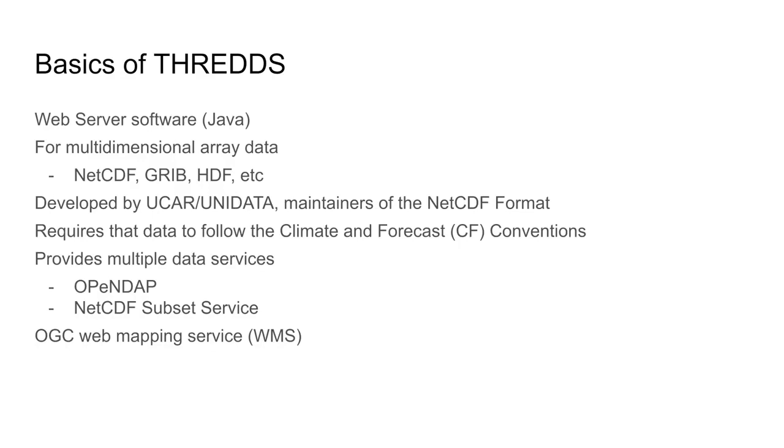It requires that your data follow the climate and forecast conventions. These are organizational conventions, things like naming patterns and metadata requirements. You must follow these for THREDDS to work. It provides multiple data services, such as OpenDAP and NetCDF subset service, and it also provides the OGC web mapping service for any of the data that you give to THREDDS.